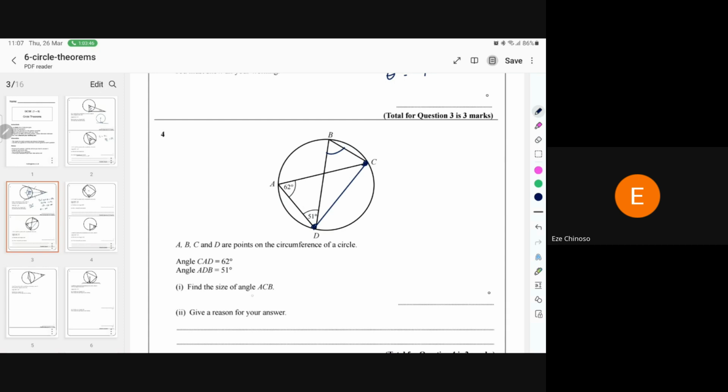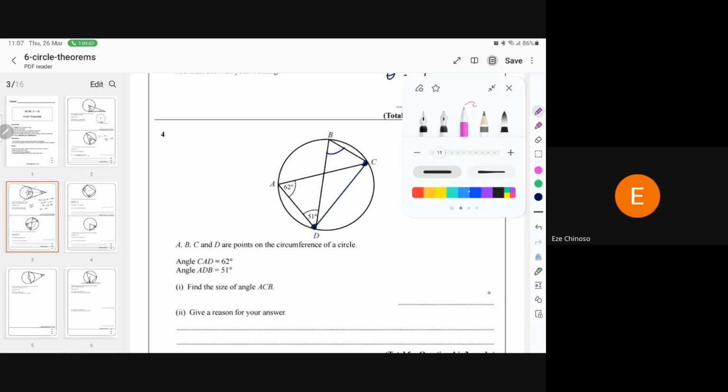So we are to calculate the size of angle ACB, which means we are looking for the total angle here. The angle we are looking for is the whole of here, ACB. And the skill you need to have is knowing where the angle is. The one at the center is the one that has the angle, what you learned from your junior secondary school per se.